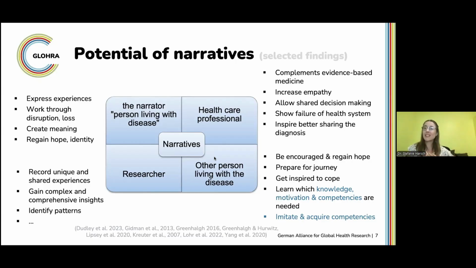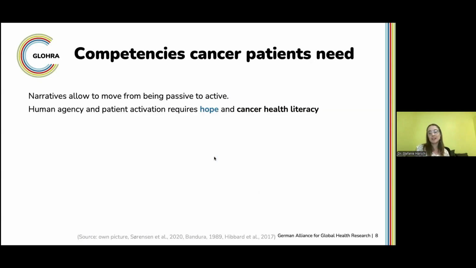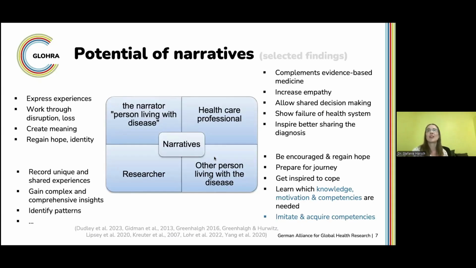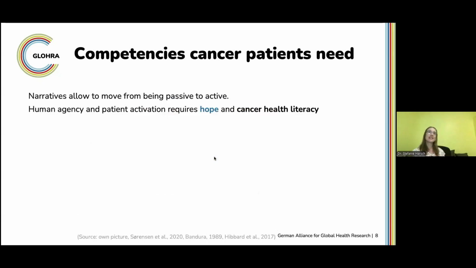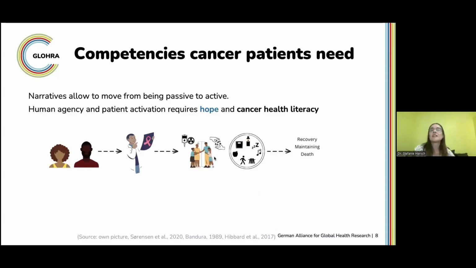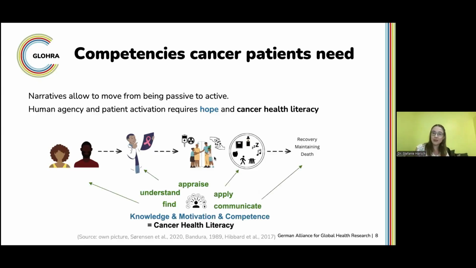So a variety of different potentials, and specifically the last one, the knowledge, motivation, and competences is something we dig deeper. So what kind of competences are needed by cancer patients? On the one hand, narrators allow us to move from being passive to active. And human agency and patient activation requires hope, but also the ability to relate with the information and initiate change.